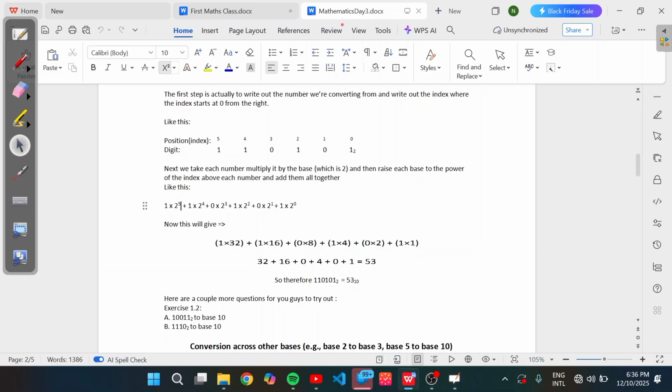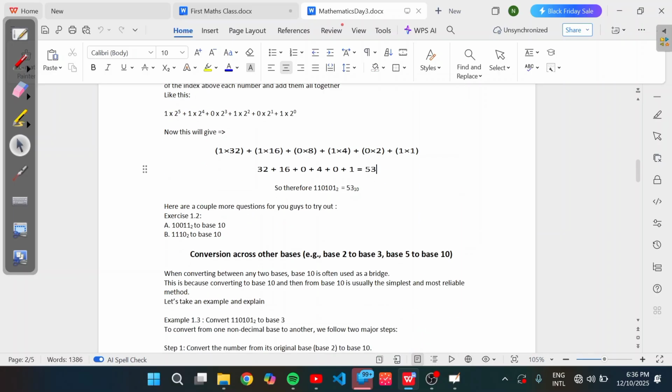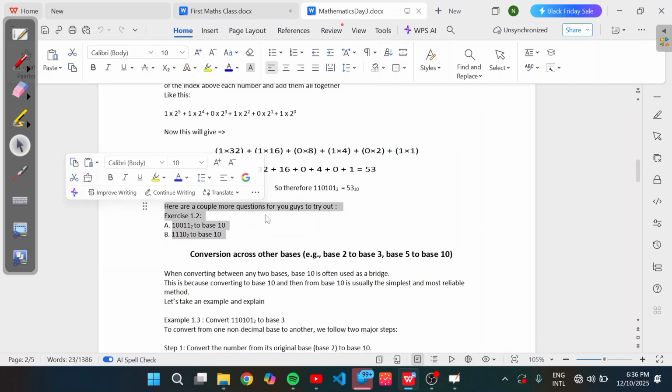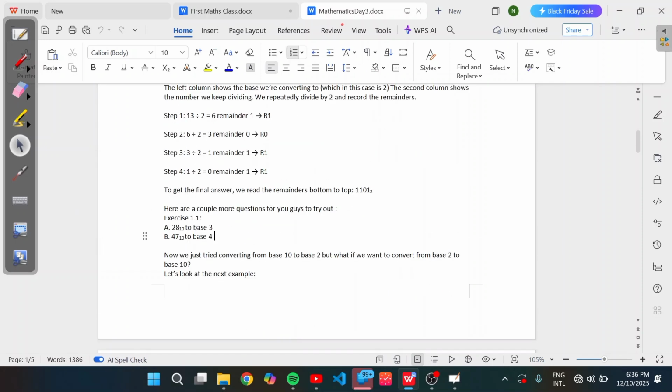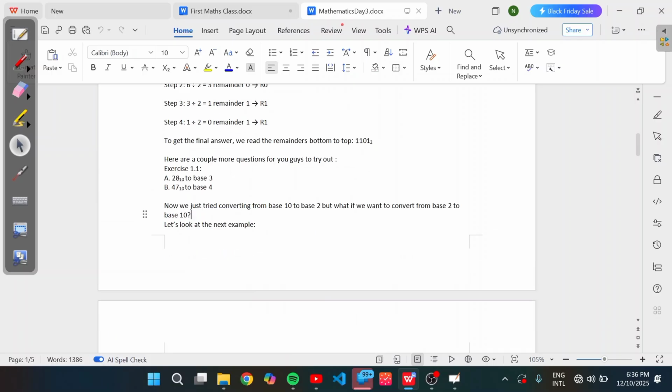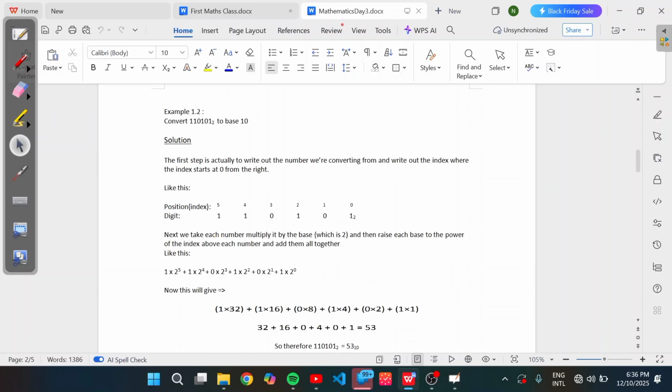And that was how the rest of those numbers with a power were solved. And then when we add everything all together, we'll get 53. So that 53 is in base 10. I included some questions in case you want to solve them. I also included some questions here as well. So you can look into it.